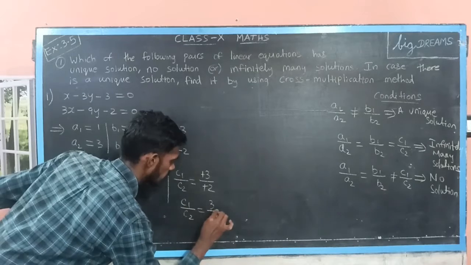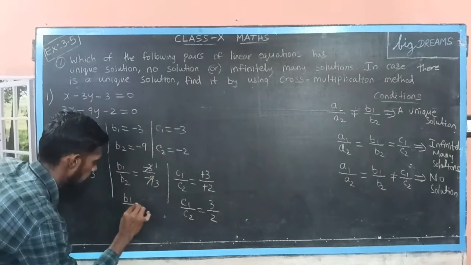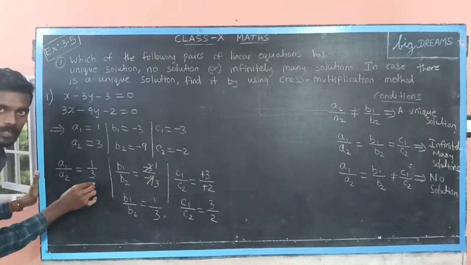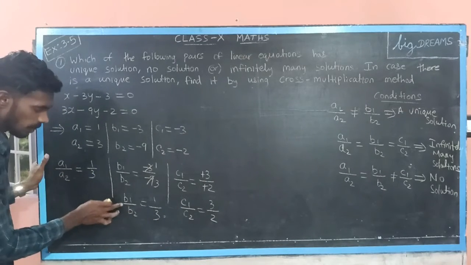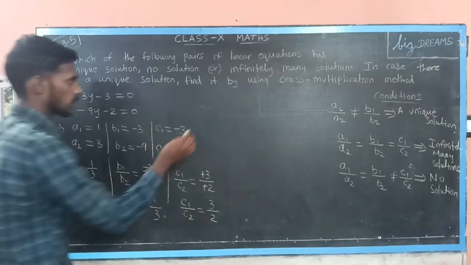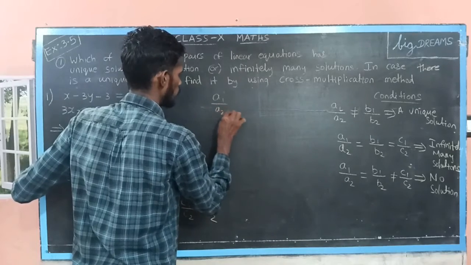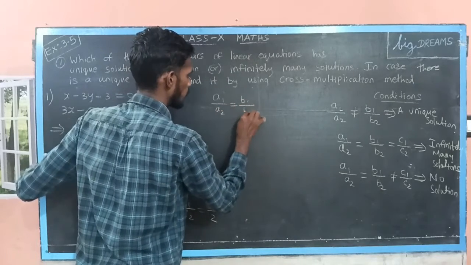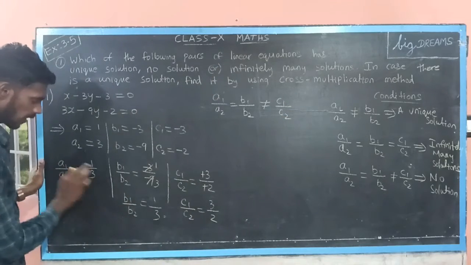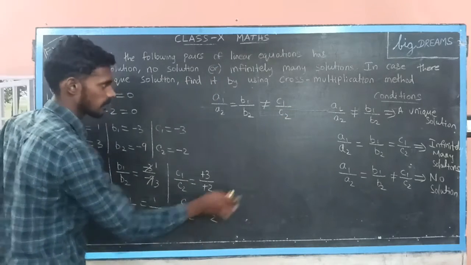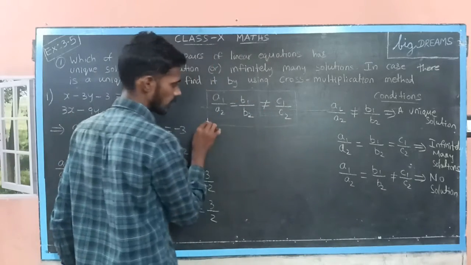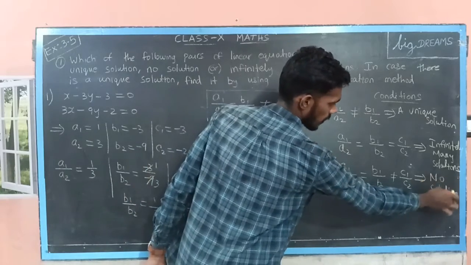So c1 by c2 is 3 by 2, b1 by b2 is 1 by 3, a1 by a2 is 1 by 3. So a1 by a2 is equal to b1 by b2, which is not equal to c1 by c2. Clear? These are equal, 1 by 3 and 1 by 3, but this one is different. If I get this condition, it will have no solution.